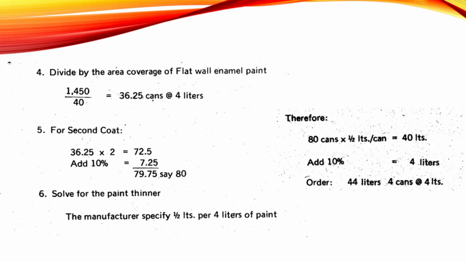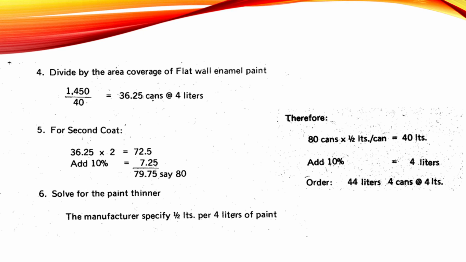Then we will divide the area coverage by 40, which is the area coverage for smooth to fine surface. So we get 36.25 cans of 4 liters enamel paint. Multiply it by 2 for the second coating, that is 72.5, and then we'll add 10% of that, which is 7.25 for allowance. So we have 79.75, or say 80 cans at 4 liters.